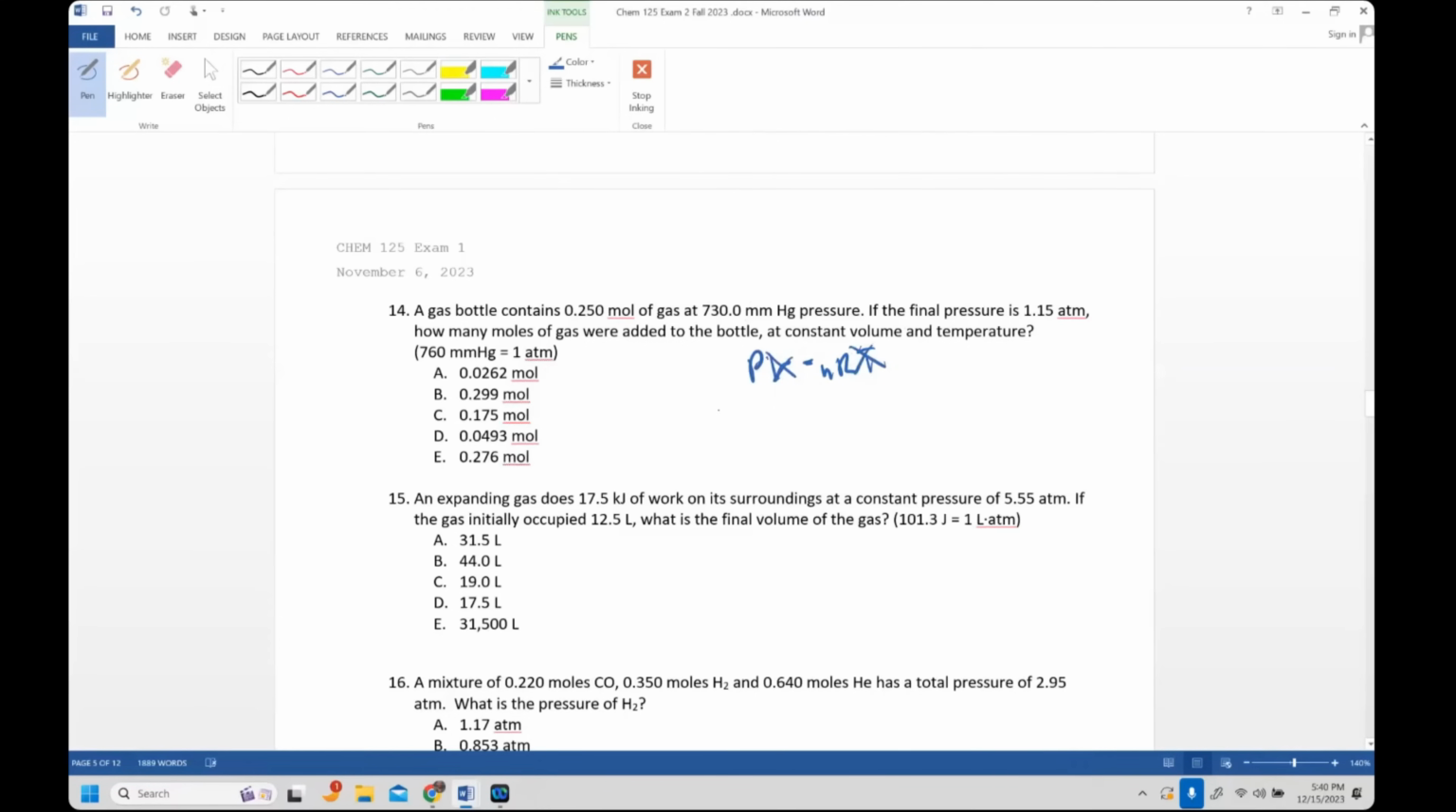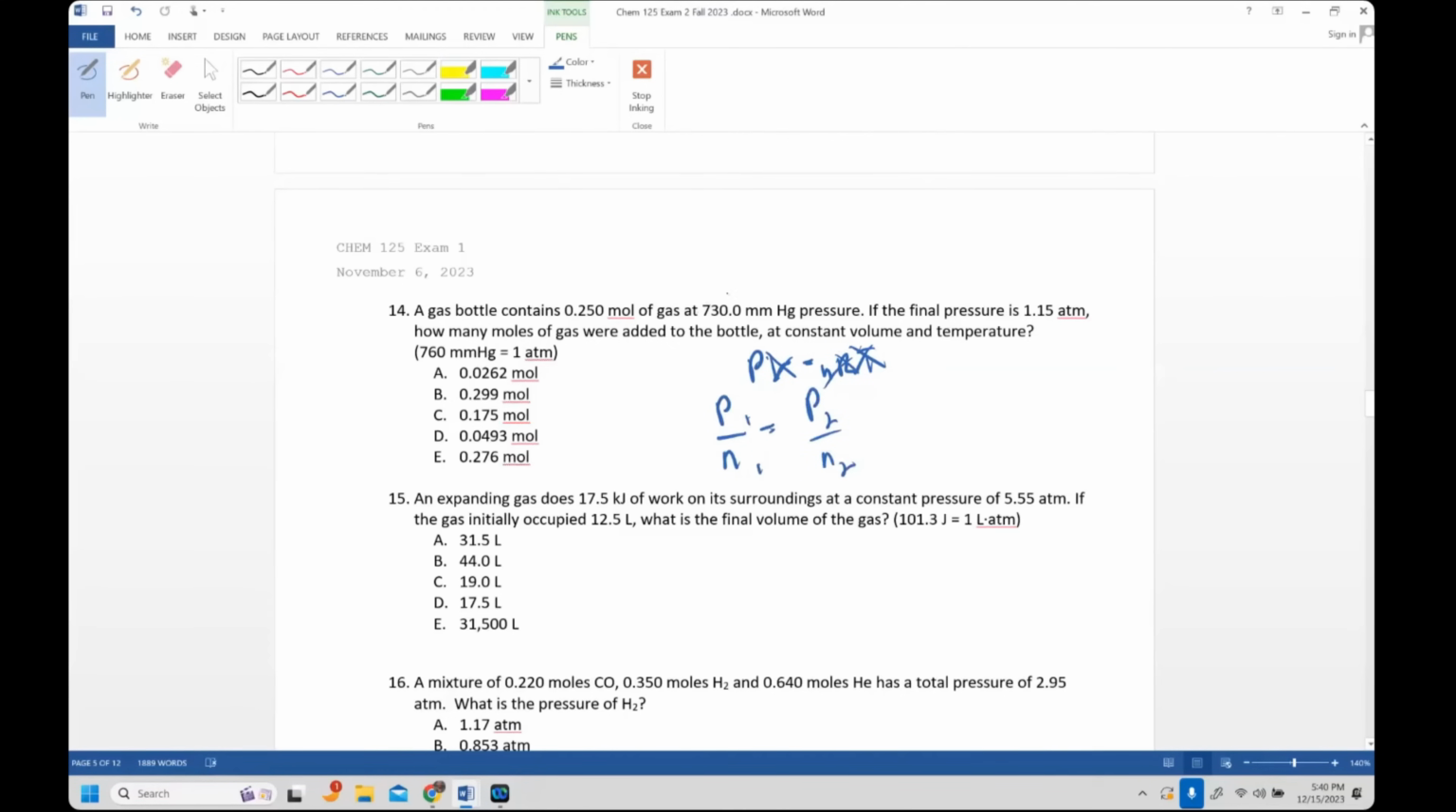So we can say that pressure divided by moles, and R is a constant. This isn't a law, but we can use the ideal gas law to figure this out. The ratio between pressure and moles at the start and at the finish is a constant because of PV = nRT. So the initial pressure is 730.